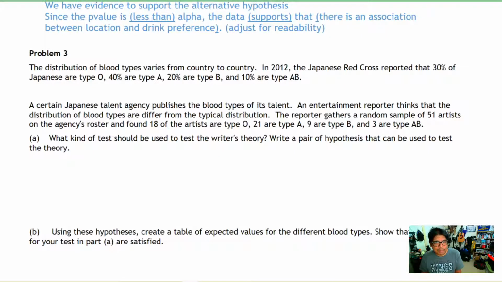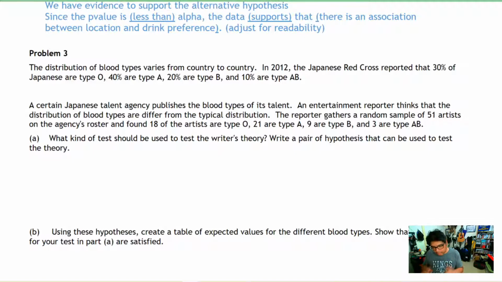An entertainment reporter thinks that the distribution of blood types differs from the typical distribution. And the reporter gathers a random sample of 51 artists from the agency's roster, finds that 18 of them are type O, 21 are type A, 9 of them are type B, and 3 are type AB. So what kind of test should we use to do this theory?